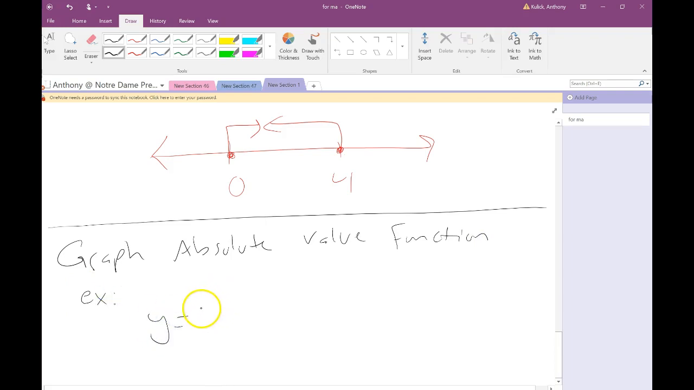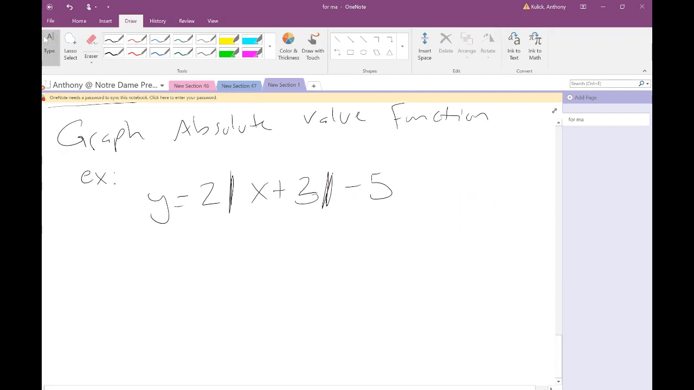So let's say we have something like this. If I want to graph this, how many points do I need to graph an absolute value function? 3 is the answer. And one of those 3 points must be the vertex. And which one of these 3 points in my table needs to be the vertex?